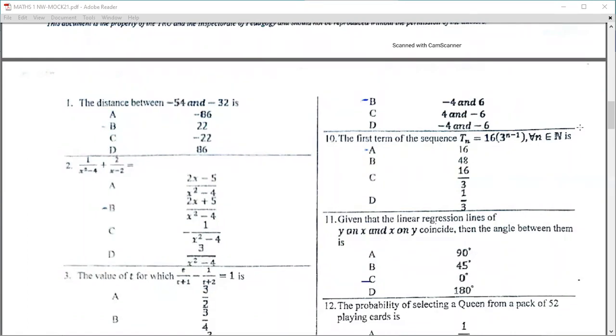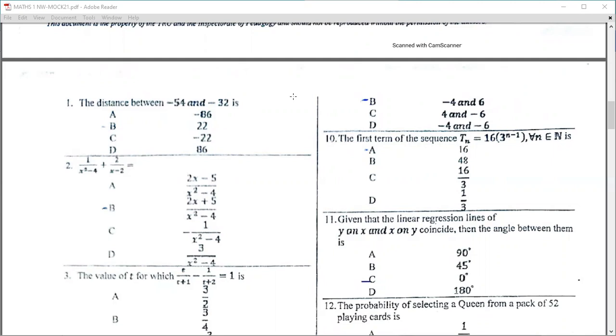Now, the first question reads, find the distance between minus 54 and minus 32. So how do we do this calculation? Here, we just have to say minus 54 minus minus 32, and we take the absolute value because we know that distance is always positive. So what will this give us?